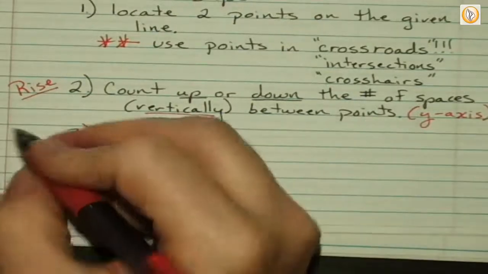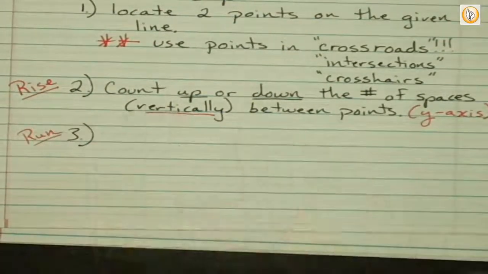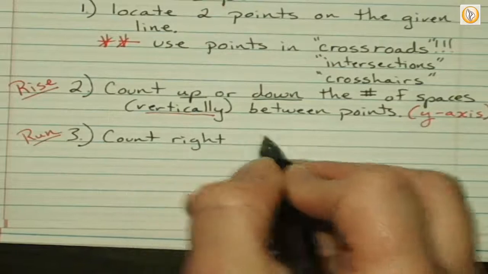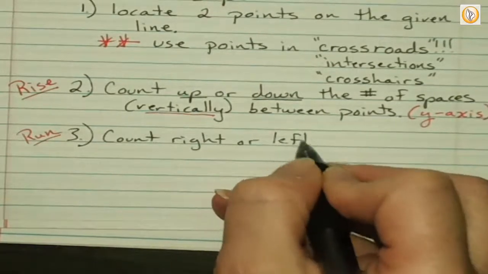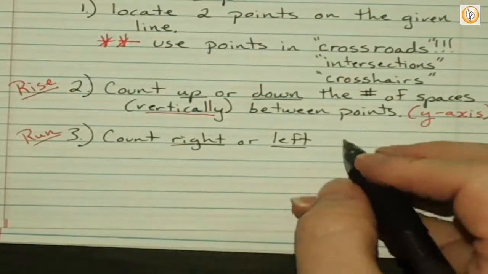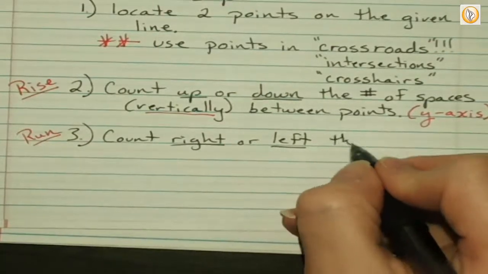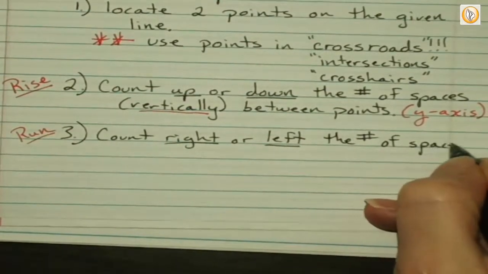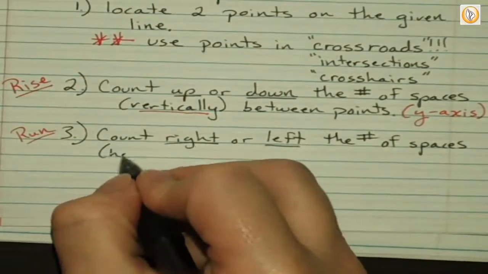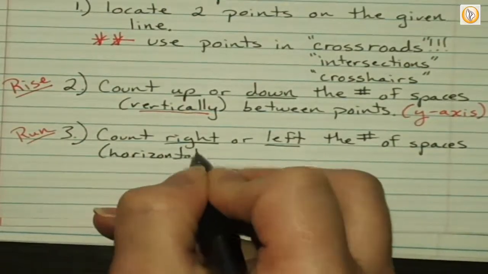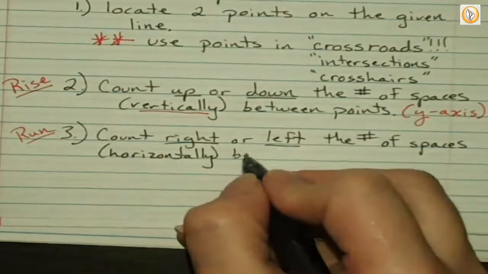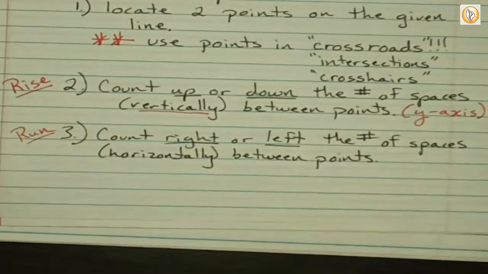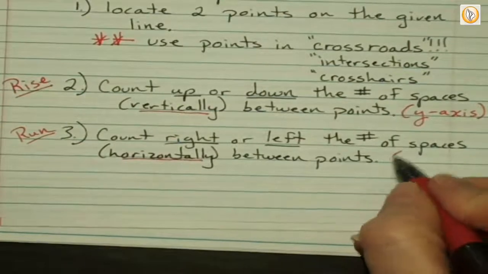Step 3 is going to be your run. And I'm going to give y'all lots of examples. Count right or left the number of spaces horizontally between points. That's your x-axis.